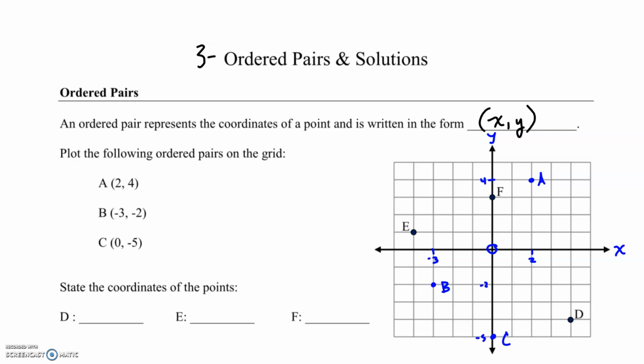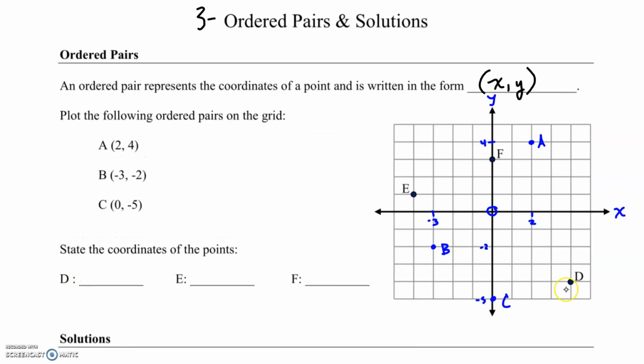We're going to state the coordinates of the points D. So here's D. D has an x value of 4 and a y value of -4. And then we have to make sure we also put brackets around the ordered pair. E has an x value of -4 and a y value of 1. F has an x value of 0 and a y value of 3.